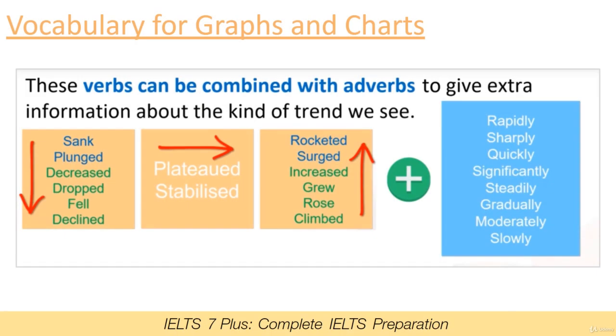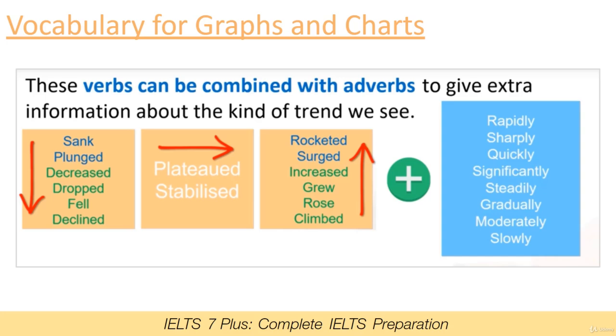So here's some vocabulary for graphs and charts. So that could be bar charts, line graphs, pie charts, whichever it is. And of course, taken from one of my IELTS courses. It's just some interesting language, an interesting visualization to remind yourself of the verb plus adverb structure. So on the left, we have going down: sank, plunged, decreased, dropped, fell, declined. All these verbs for going down, the trend going down. Then we have no change: plateaued or stabilized.